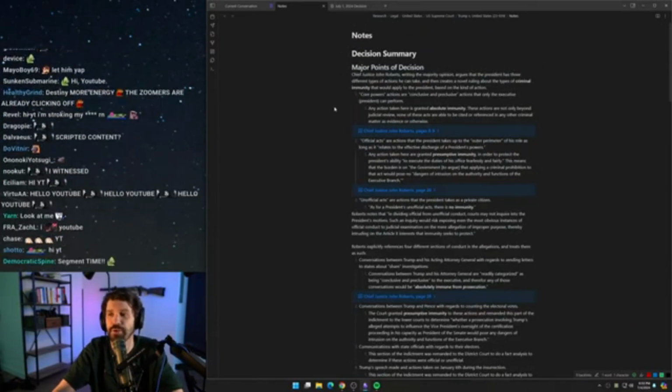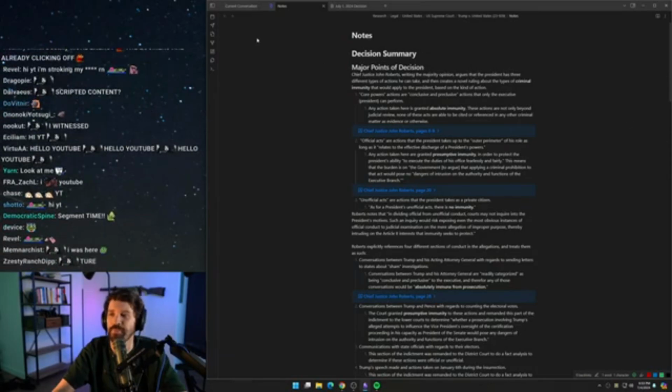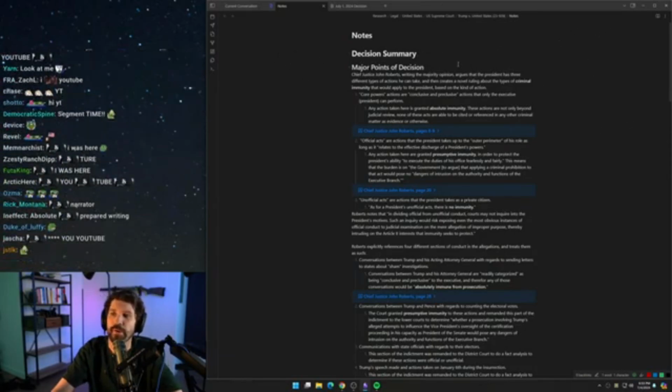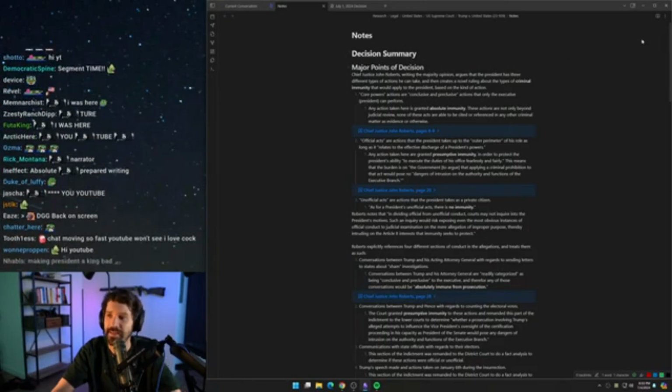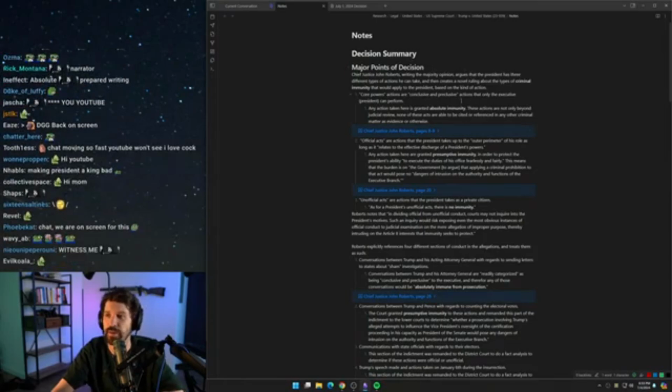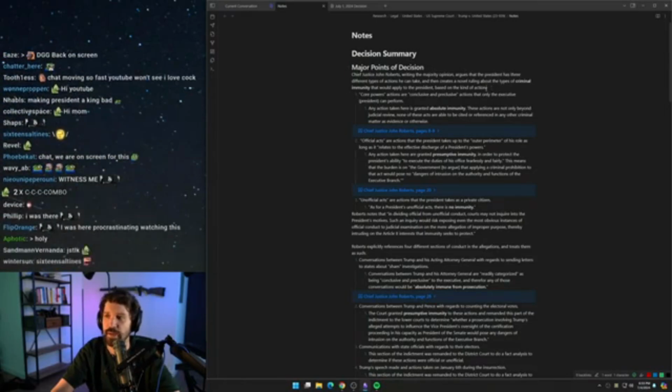So for major decision points for this particular case, Chief Justice John Roberts, writing the majority opinion, argues that the president has 3 different types of actions that he can take, and then creates a novel ruling about the types of criminal immunity that would apply to the president based on the kind of action that he's taken.